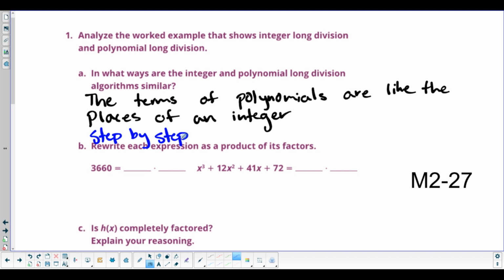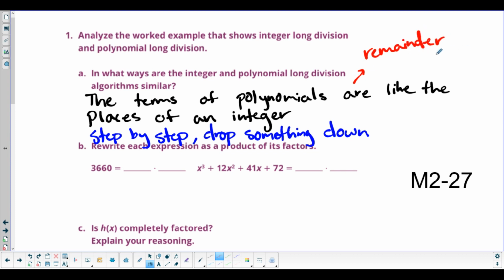And when you run out of things to multiply in, you drop something down. So you try to multiply into the smallest thing, and if that doesn't work, then you drop something down to make it bigger. Okay. You probably thought of some other ways. It is also similar in that it gives you a remainder, right? It does the actual division for you, and it gives you a remainder if there is one.